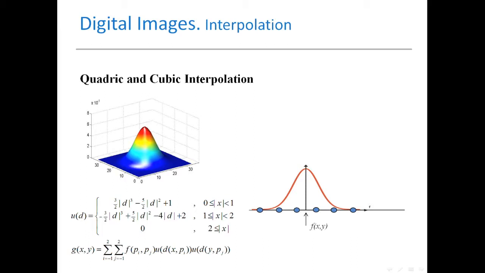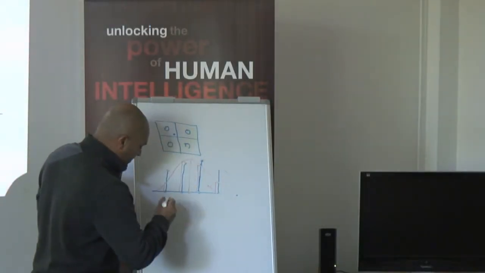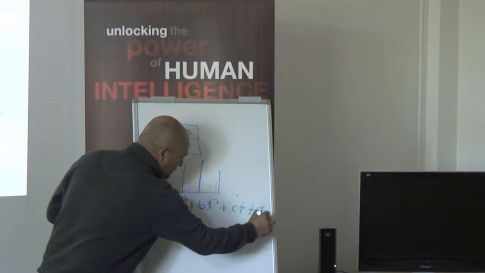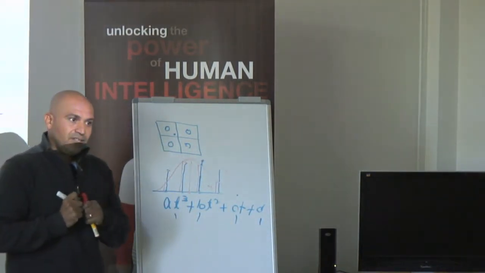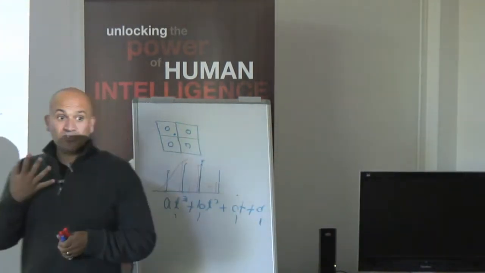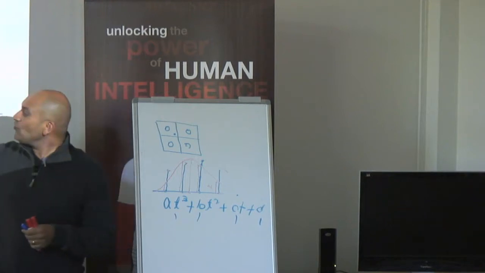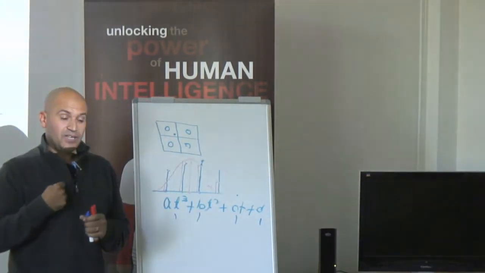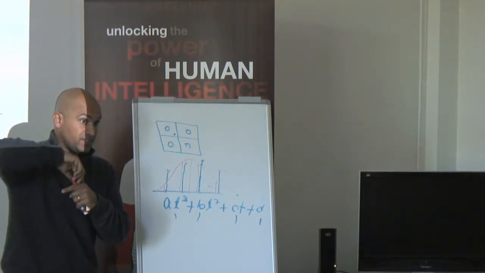Now, if we are looking into cubic interpolation, how many degrees of freedom do we have in a cubic function? Four. If I write the cubic function as at cubed plus bt squared plus ct plus d, this means that in order to determine the function, I need 4 equations or 4 terms, which means I will need 4 pixels. The 4 closest adjacent pixels will be enough to compute this in 1D. In 2D, it will be 4 by 4, which is 16 pixels.